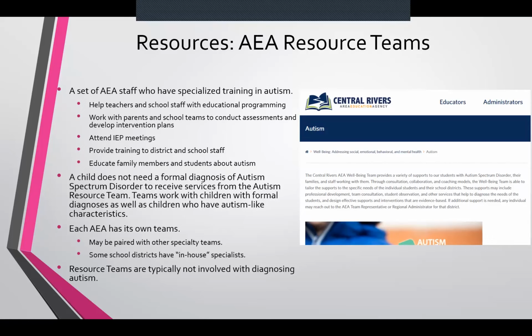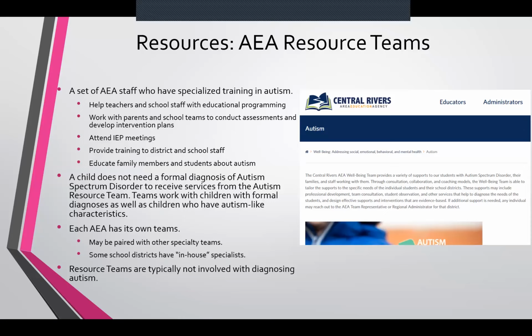So they can do a lot of things, and they're typically not attached to, like I said, any one IEP team, but are called in as kind of a special consultation. And kids do not actually need a medical diagnosis of autism spectrum disorder in order to receive services from the autism resource team, again, because we're non-categorical. So teams are going to work with children that have a medical diagnosis, as well as kids who have autism-like characteristics.